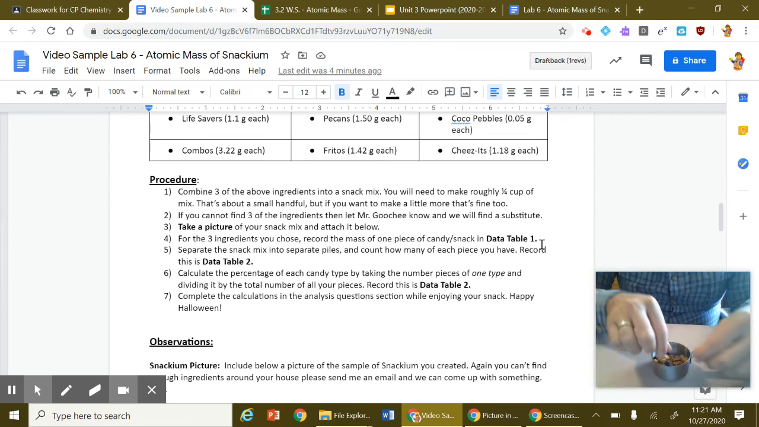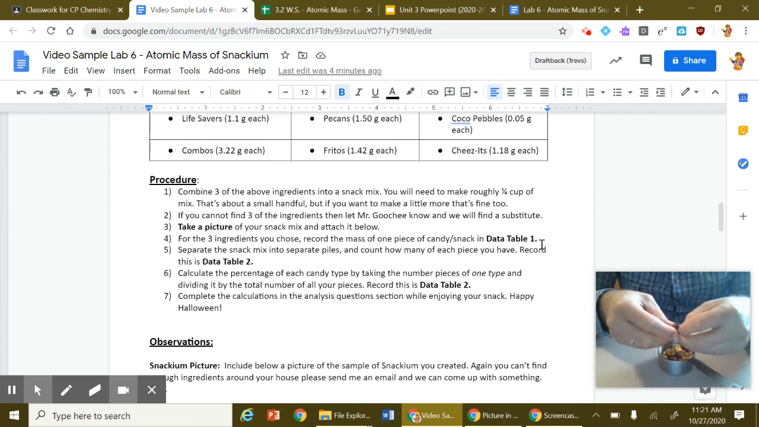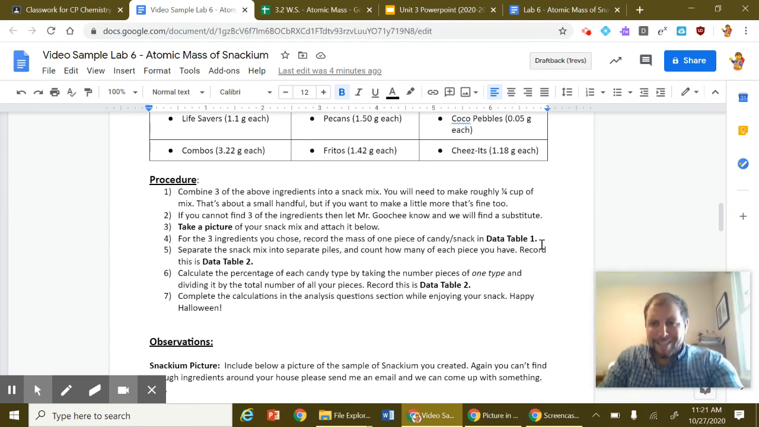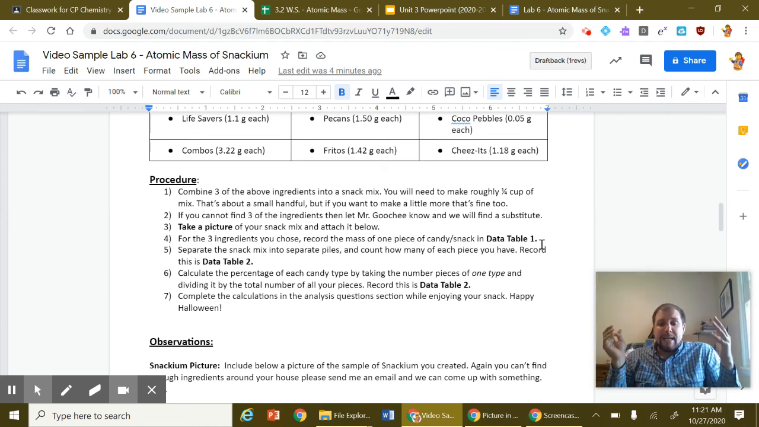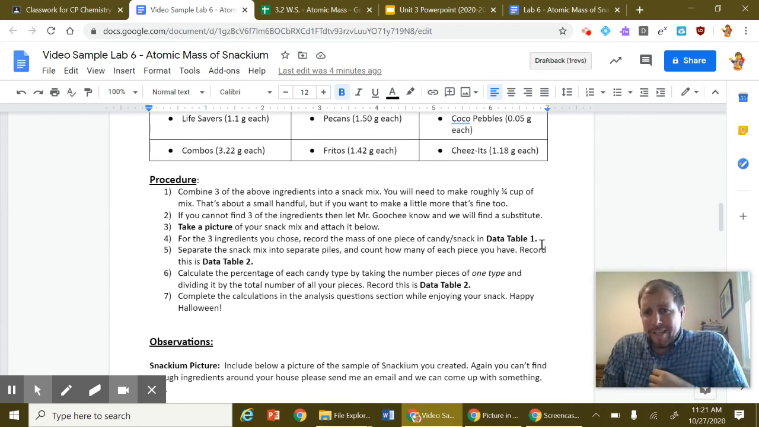It is an element made of 3 isotopes: a raisin isotope, an almond isotope, and a Cheerio isotope. I am now going to find the weighted average mass of my Snackium, keeping in mind that almonds, raisins, and Cheerios all weigh different, and there's a different number of each item in this sample. So let's see how we do it.